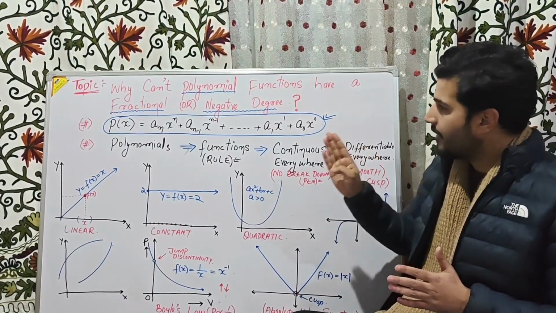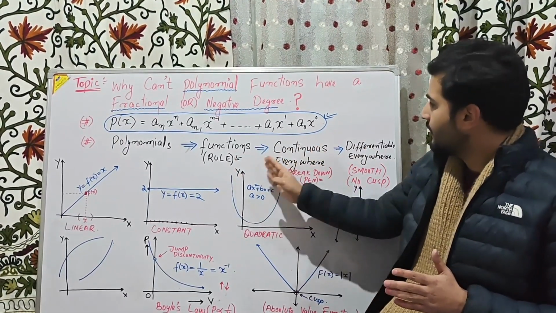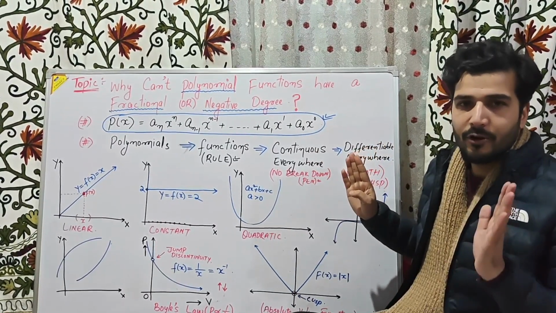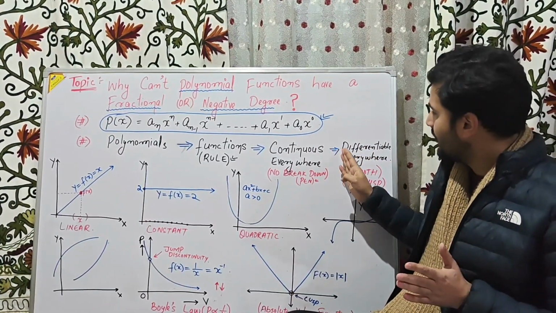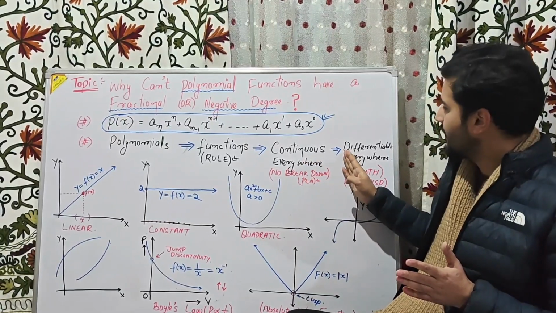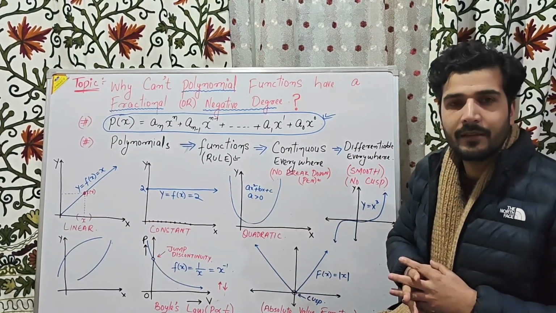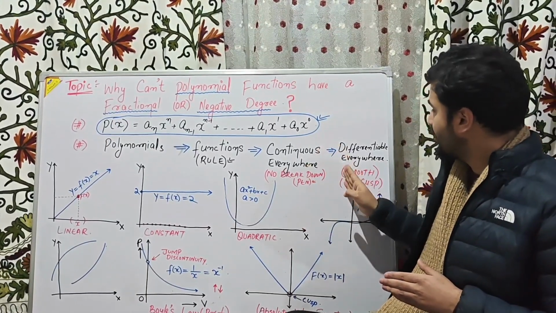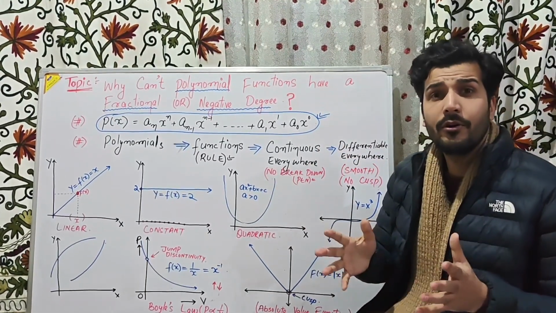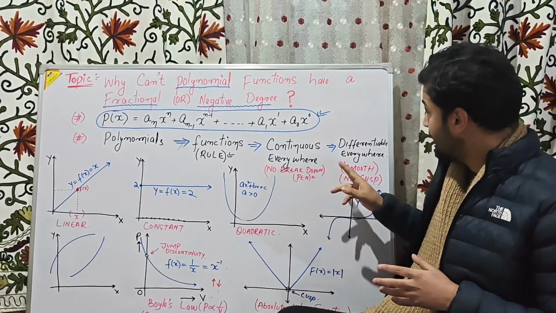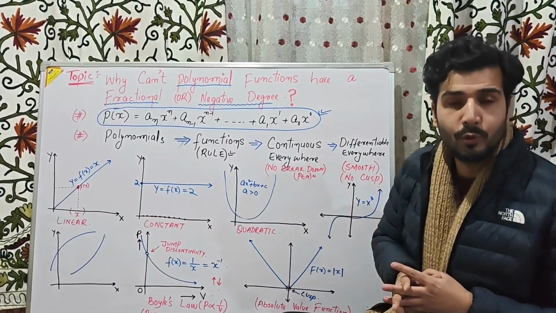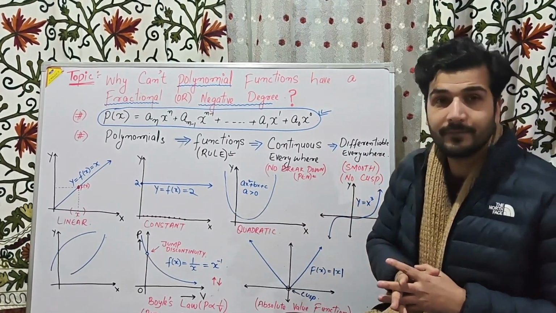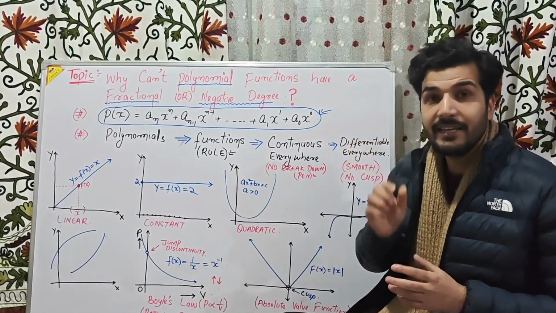So if a polynomial function is continuous and differentiable, we have this concept that polynomial functions are continuous. But when can we say a polynomial function is differentiable everywhere? So when can we say geometrically that a polynomial function is differentiable? A polynomial function is differentiable whenever the graph of the function is smooth, whenever there is no cusp. Cusp means there must not be any edge.